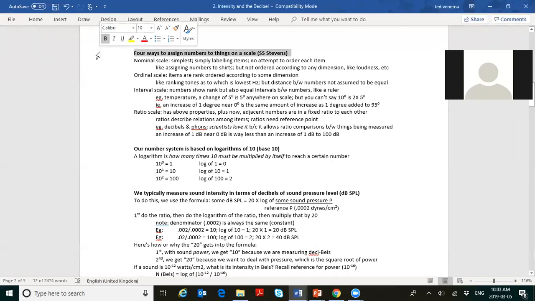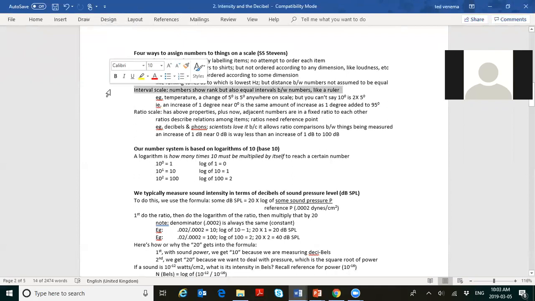There's 4 ways that you can assign numbers to things. You can name things with numbers, or you can order things with numbers in terms of rank. Tallest to shortest, lightest to heaviest, smartest to dumbest, whatever. Slowest to fastest. And then an interval scale is like inches on a ruler. You're not only ordering things in terms of numbers, but each item has equal intervals between. Okay, like 1 inch to 2 inch to 3 inch to 4 inch. Temperature, 5 degrees, 10 degrees, 15 degrees.